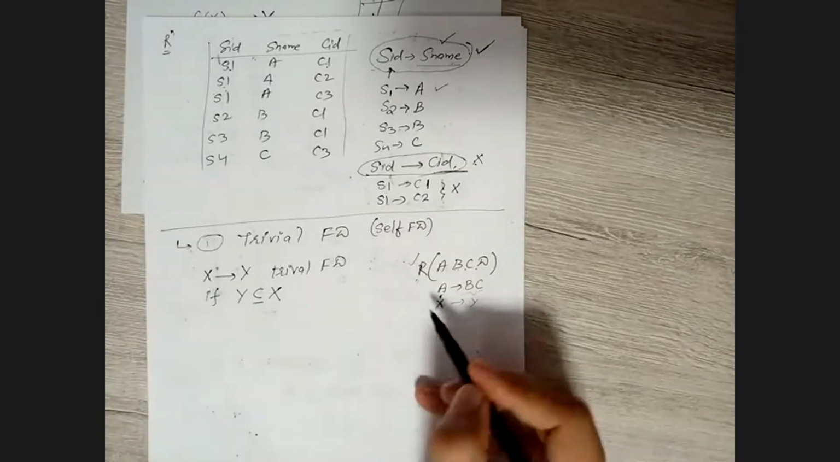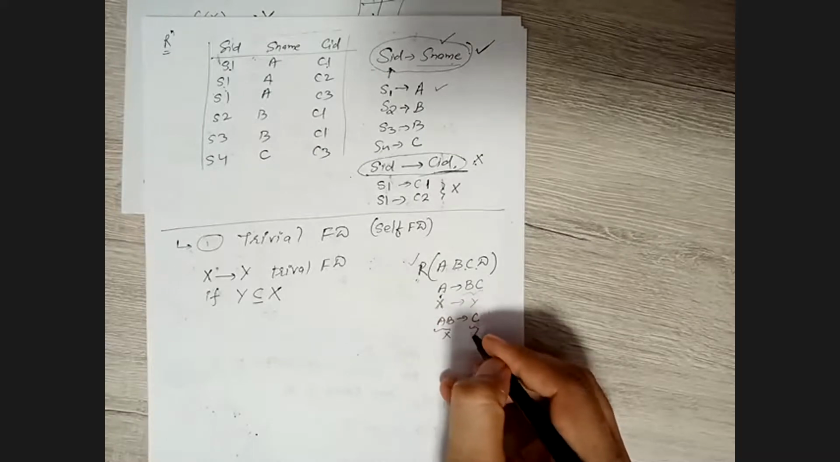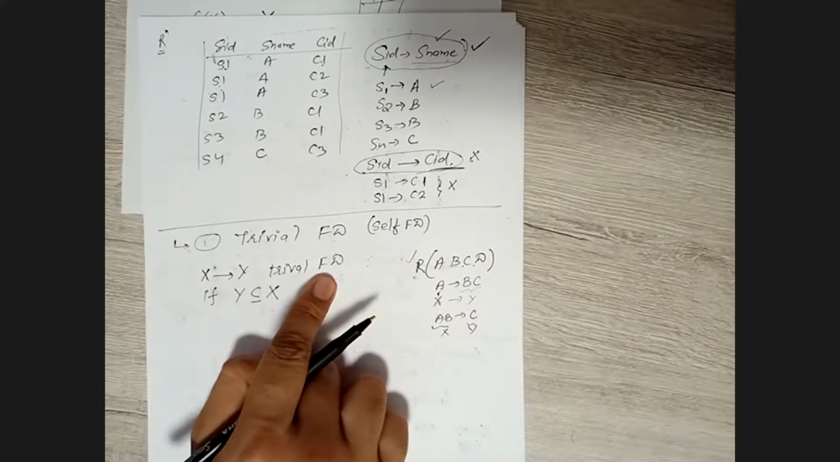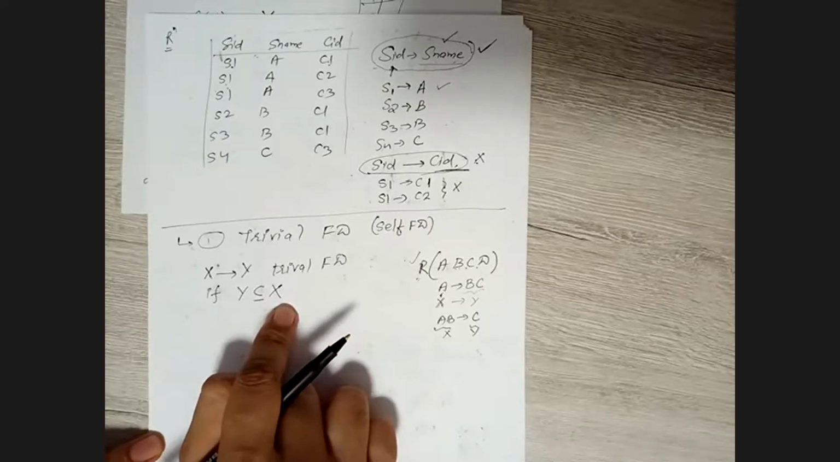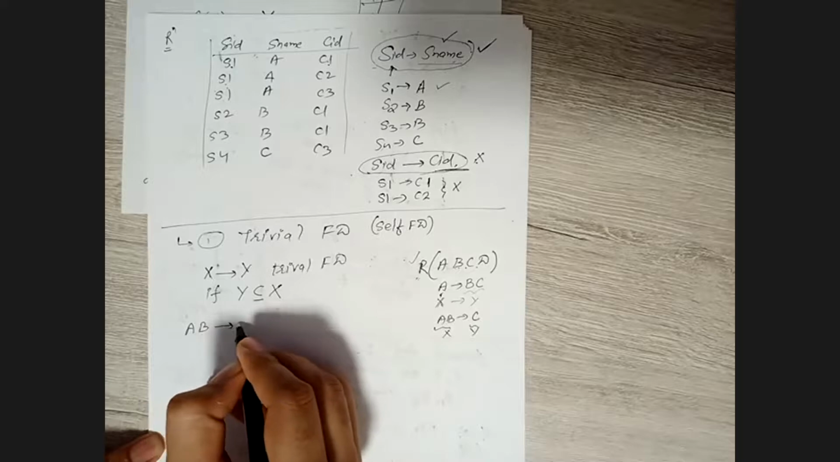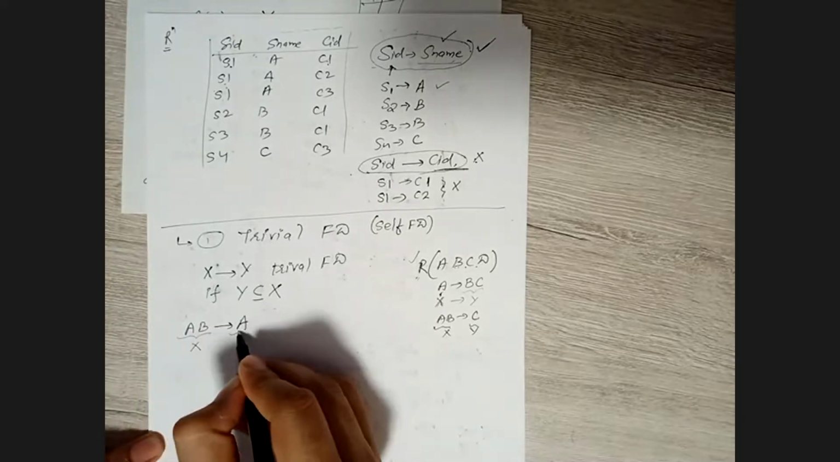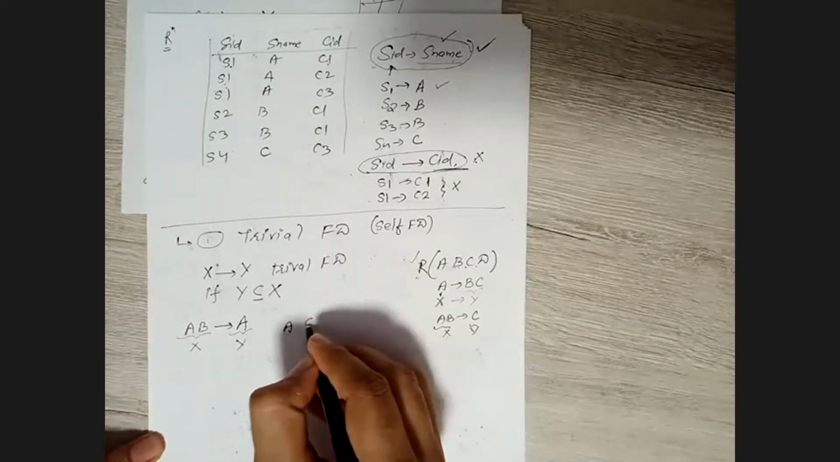Even it can be AB determines C. Now this is my X and this is my Y. In that way, X determines Y is a trivial functional dependency if Y is a subset of X. Understand what it means. AB determines, let's say, A. This is my X, this is my Y. So is Y, that is A, a subset of X?